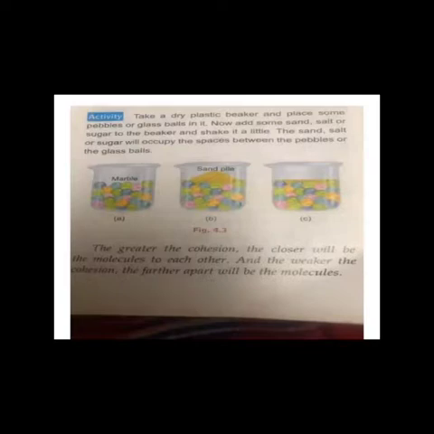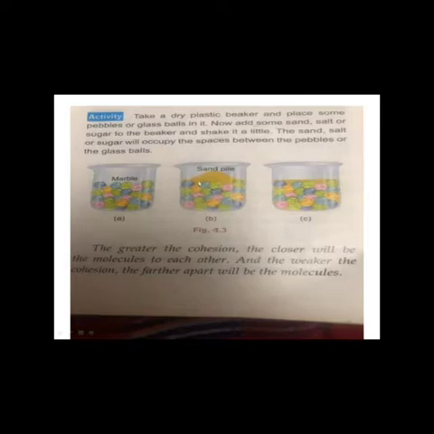In order to have a clear idea of intermolecular space, we can see this activity. Take a dry plastic beaker and place some pebbles or glass balls in it. As you can see in the picture, my dear students, we have taken a plastic beaker and in that we have kept some pebbles or glass balls. Now add some sand, salt or sugar to the beaker and shake it a little. The second picture is shown after adding sugar, sand or salt.